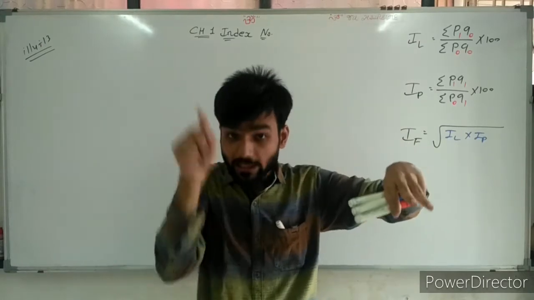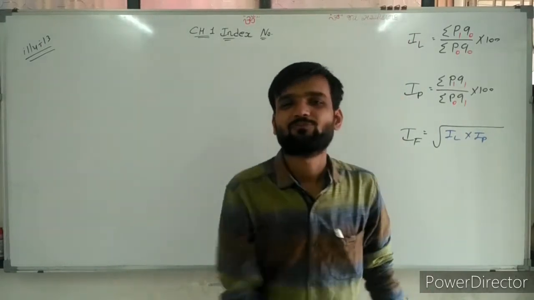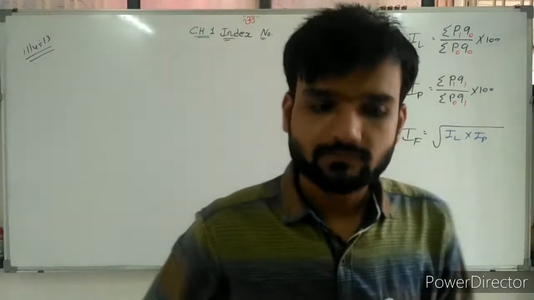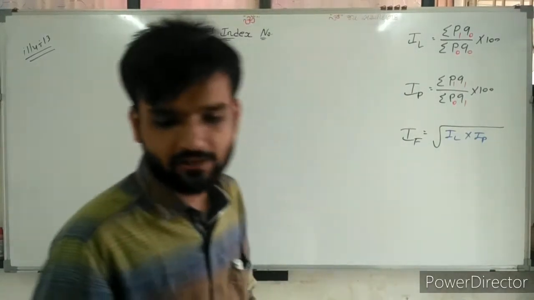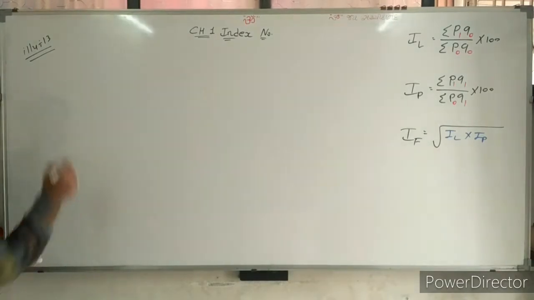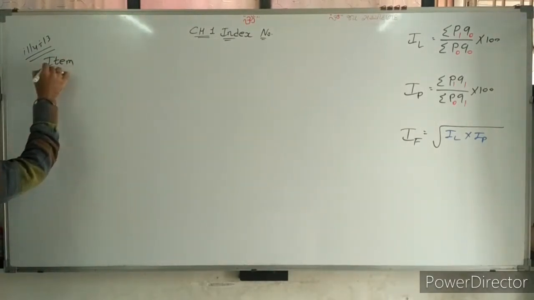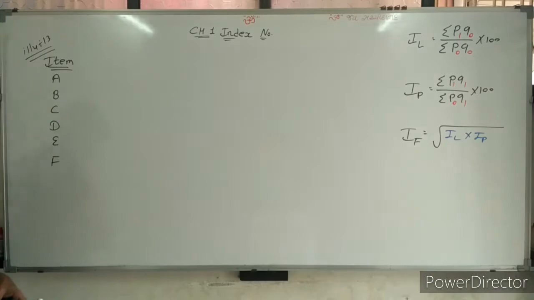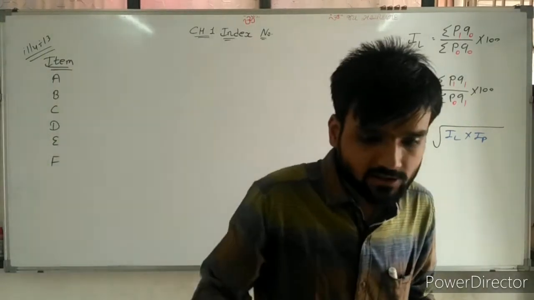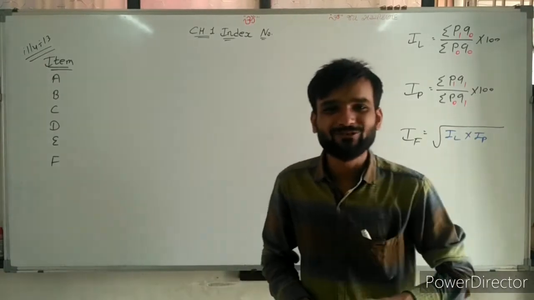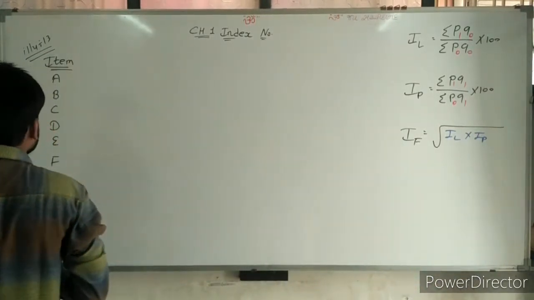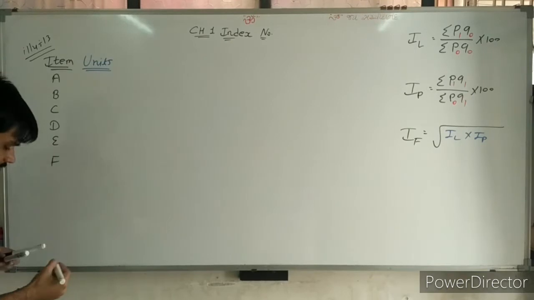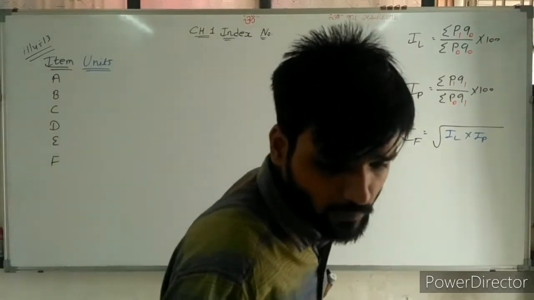For 16 we are writing 1, for 15 we are writing 0. So whatever information is given, first I am writing it. First is given item A, B, C, D, E, F. Items are given. So writing here, item A, B, C, D, E and F. Against it, units are also given. So writing units. Now in first item A, 20 kilogram unit.